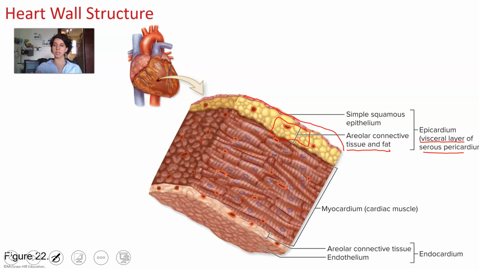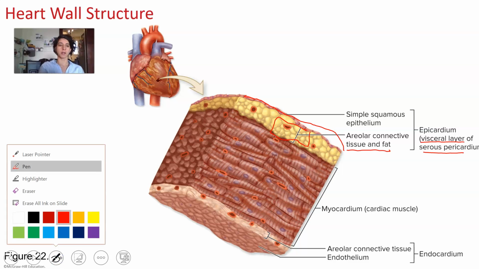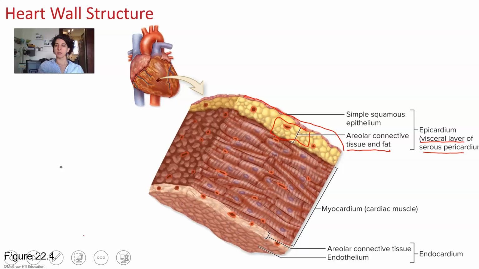Deeper to this, we have the epicardium, so we call this the epicardium. It includes both the visceral layer of the serous pericardium as well as the connective tissue deep to it. Deep to the epicardium is what's called the myocardium.